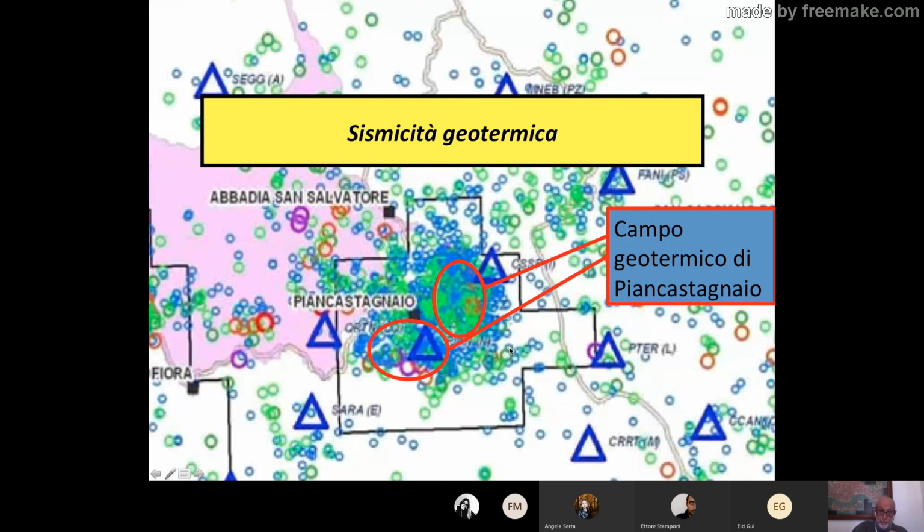And you can see that there is a very high number of earthquakes recorded right within the geothermal field. Now, perhaps only 10% of these earthquakes are actually felt by the population, but some of these were so strong that they produced very large damage.